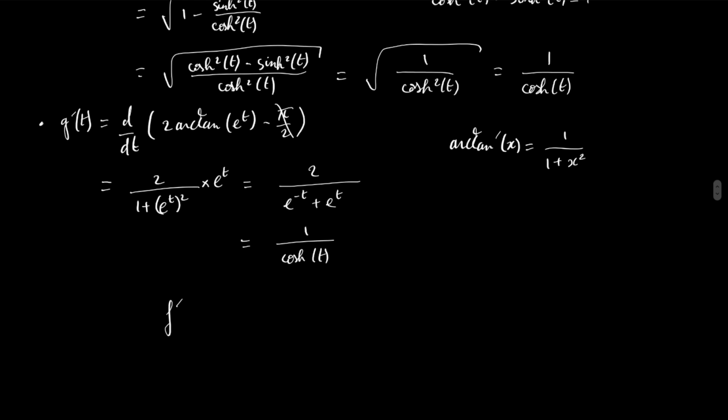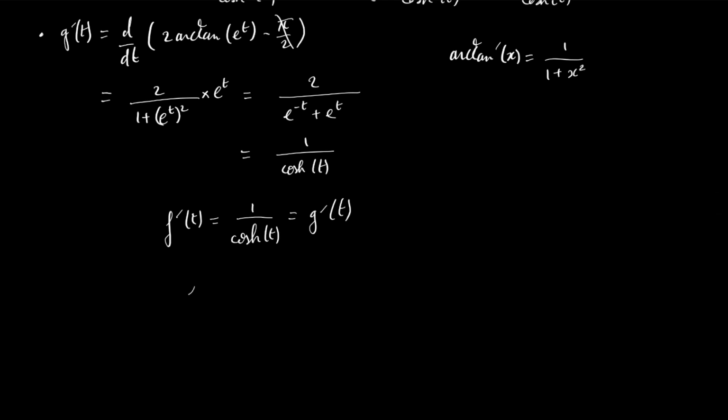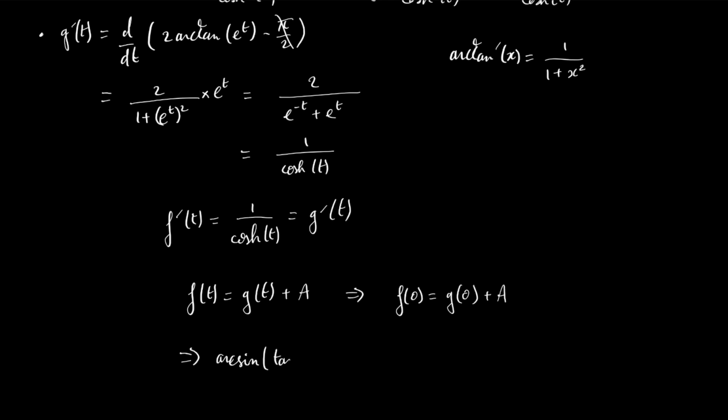This means that we have f prime of t that is equal to 1 over the hyperbolic cosine of t, which is equal to the derivative of g of t. So necessarily, by integrating both sides of the equation, we must have f of t equal to g of t plus a constant of integration a. In order to evaluate this constant of integration, we can simply evaluate this equation for t equals 0. So we have f of 0 equal to g of 0 plus a. This implies that the arcsine of the hyperbolic tangent of 0 is equal to 2 times the arctangent of exponential of 0 minus pi over 2 plus a.